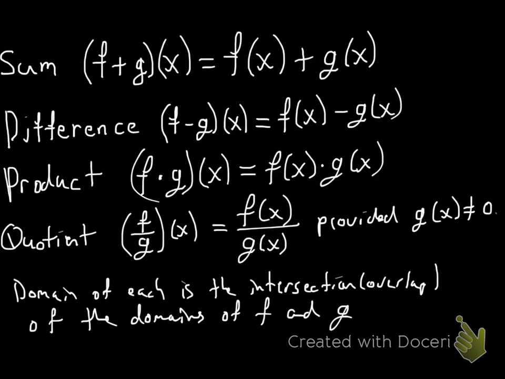Then we got to be a little bit careful. We don't want to divide by 0, so we make the restriction that g of x is not 0. And if you're asked to find the domain, it is going to be the intersection or the overlap of the domains of f and g. Or you can just find the formula for whatever the sum, difference, product, or quotient is, and then just find the domain like we did on the previous problems, because it'll end up looking something like that.